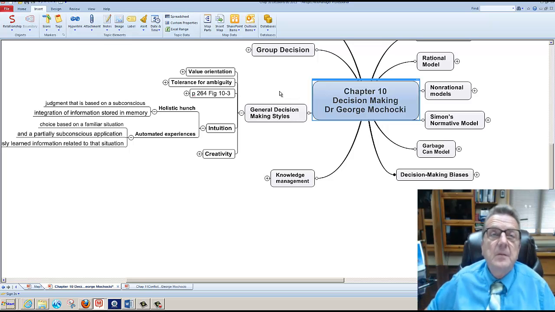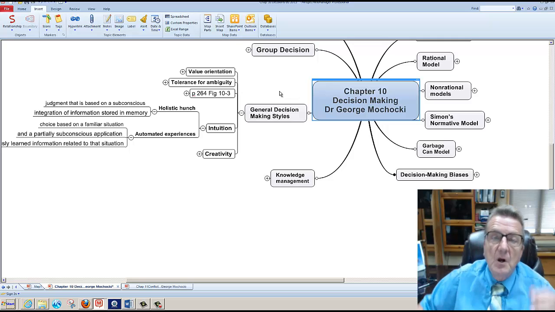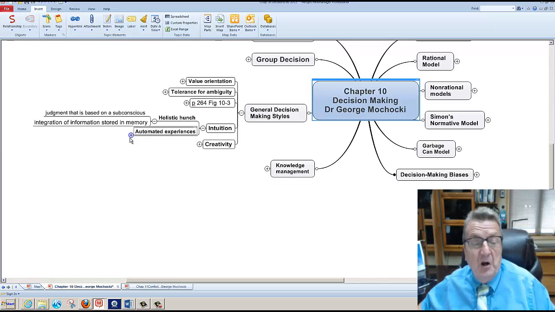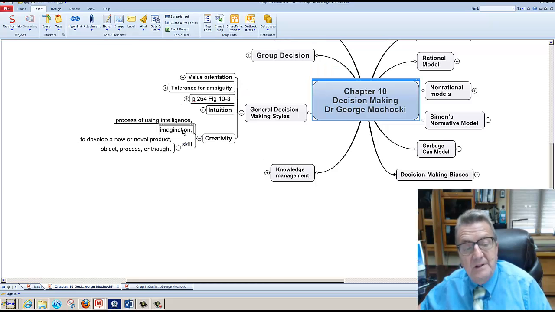Because remember, if I'm looking at regular routine decisions, those are real easy to make because we do them all the time. But most of the decisions in a company for a manager are not the routine ones. Those are the ones that are unique and different, and we don't know how to solve them. So we have to use this intuition, and we tie it with imagination.